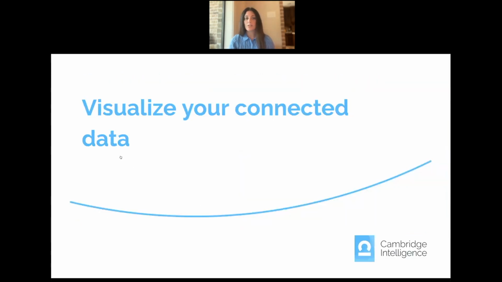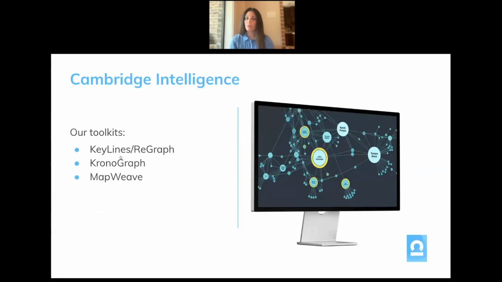So there are many tools that you can use to visualize your connected data, but here at Cambridge Intelligence, we offer 4 different types of toolkits. So we have KeyLines and ReGraph, which are our link analysis tools. We offer Chronograph, which is our timeline analysis tool. And then we offer MapWeave, which is our geospatial analysis tool. So if you're interested in the what, the when, and the where, we've got you covered.